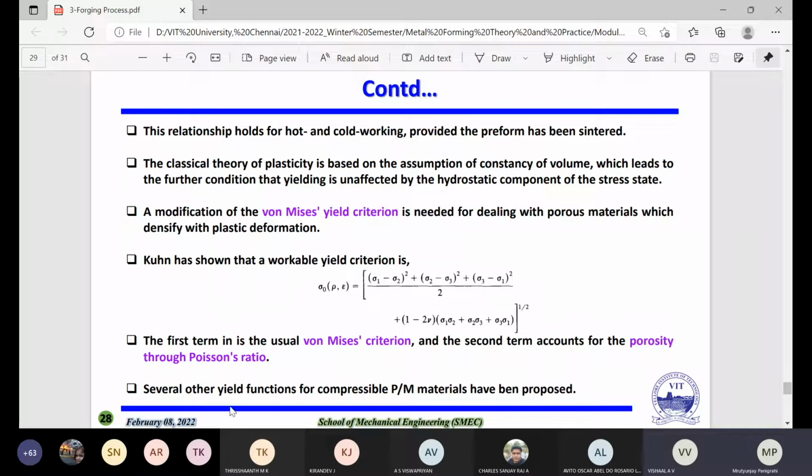Apart from this, several other yield functions for compressible powder metal materials have also been proposed. Many researchers are proposing them; one criterion may be prepared by Kuhn, and based on this, some people are also thinking about others, because that is research. Maybe if you are interested in powder metallurgy or mechanical working, of course, you can think where some lacuna is there, or where some research has not been done. Probably you can think of a parameter, and based on this parameter, you can improve it.